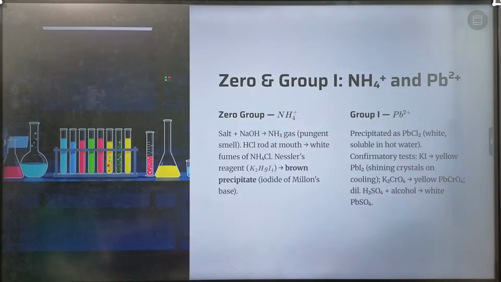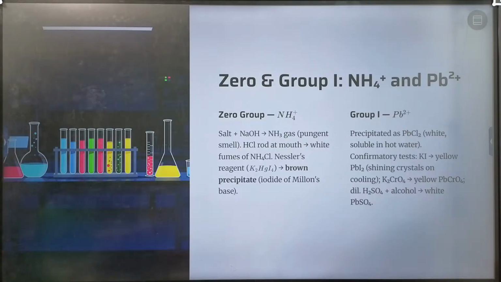But most of the schools are not able to provide Nessler's reagent, but we have the simple test, which is dipping a glass rod in HCl and introducing it into the mouth of the pungent smelling gas to get a white precipitate. So that is a very good confirmatory test for the ammonium ion. So the second, it is the presence of the first group of the cation, which is actually lead. If you get a precipitate there, it shows maybe the first group cations are present. And from your syllabus, it is only lead, right? But we have to show the confirmatory test.